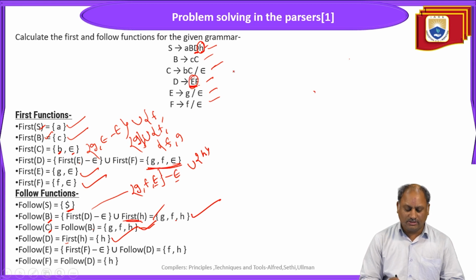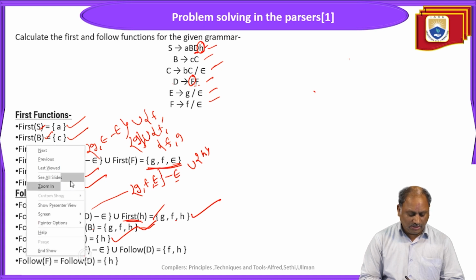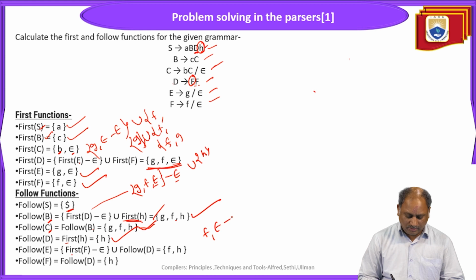So what is the follow of E in this one? Follow of E is first of F. See here, F contains epsilon, so that is to be verified. Previously, in the follow of this one, there was no epsilon, but here epsilon is available, so we have to exclude it. In order to exclude it: first of F minus epsilon union follow of D. First of F we already calculated, F comma epsilon, minus epsilon, union follow of D. Follow of D is already calculated, H. So these two combined you can write as F comma H.